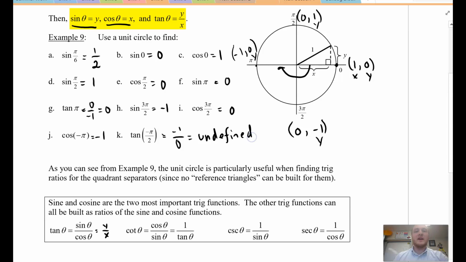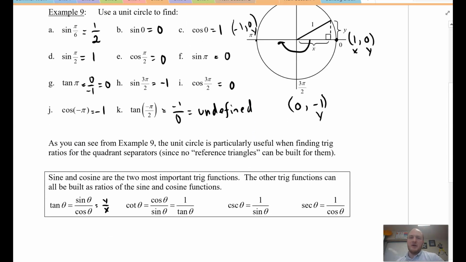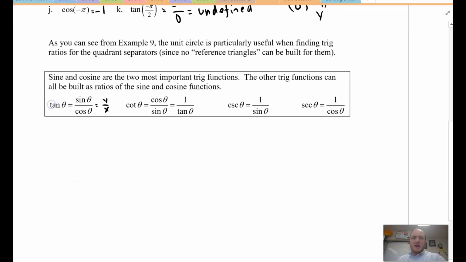Okay, so that's how those work. These are pretty straightforward because we're using quadrantals, but they'll make it more difficult by using the angles in between, okay? All right, so we need to memorize the unit circle. We also need to memorize some basic trig identities. That tangent of theta is sine over cosine, that's foundational. And then also the reciprocal identities. Cotangent is the reciprocal of tangent, so cosine over sine. Cosecant is the reciprocal of sine, and secant is the reciprocal of cosine.